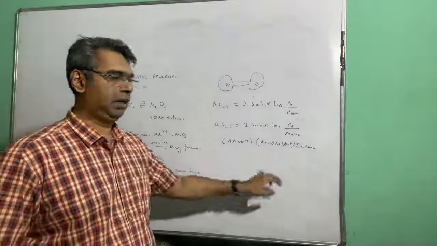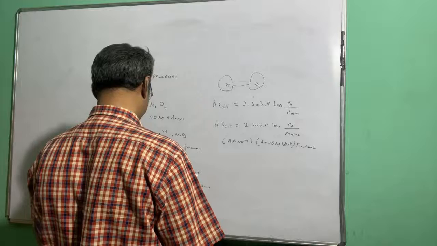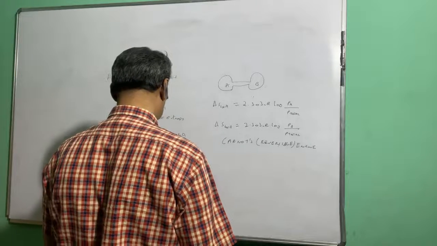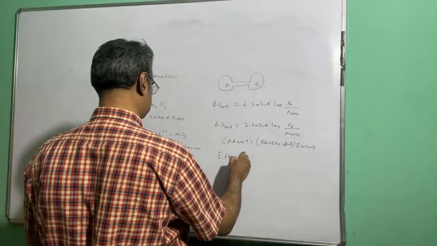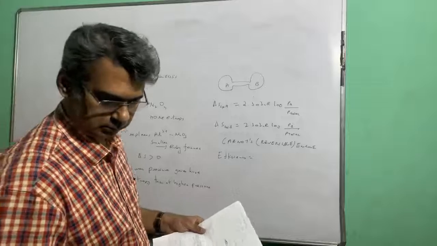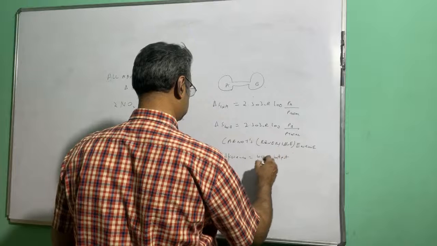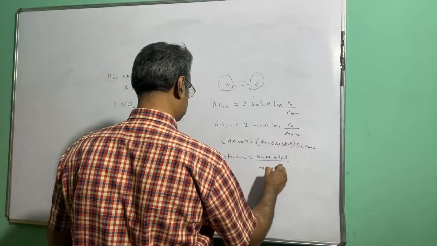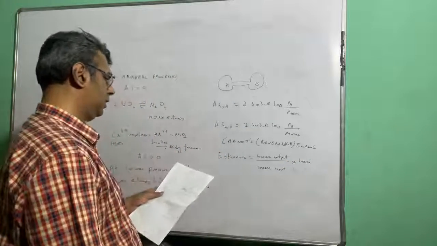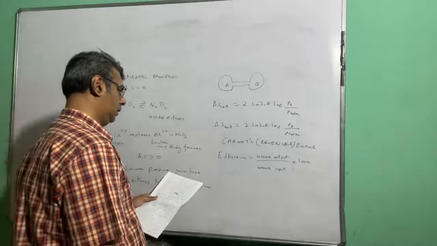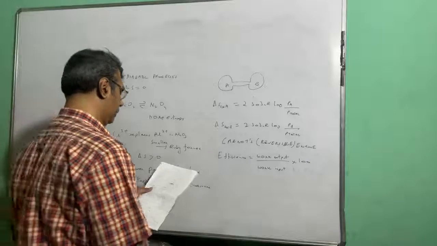Okay, now the most efficient heat engine is Carnot's engine. So it is a reversible engine. So the efficiency of Carnot engine is work output by work input into 100. Efficiency of any engine is work output by work input into 100.